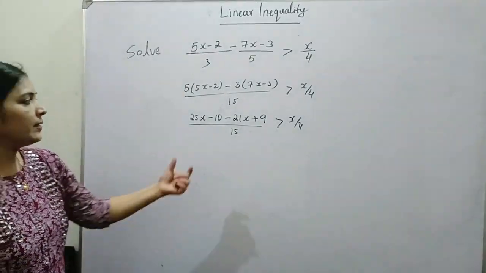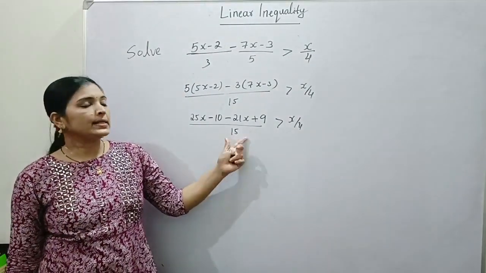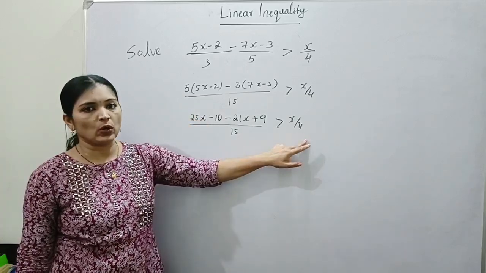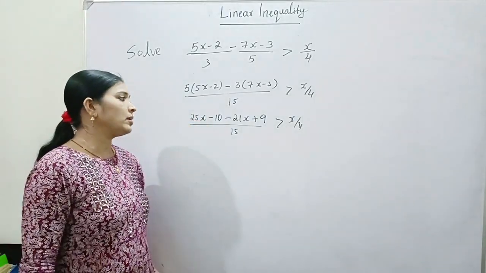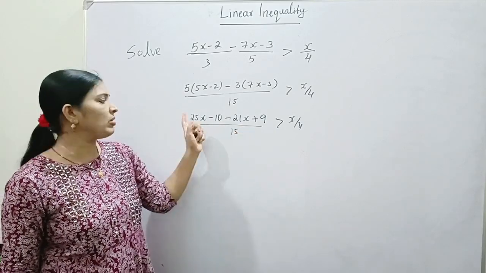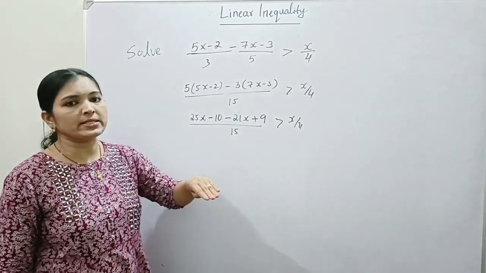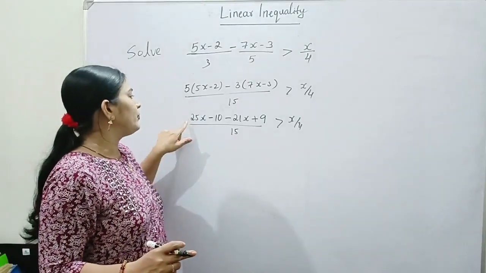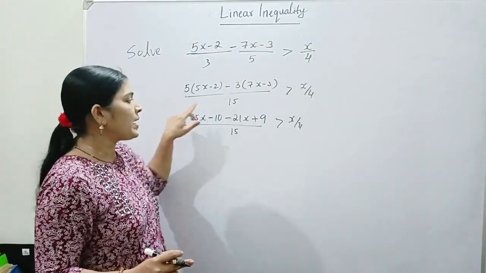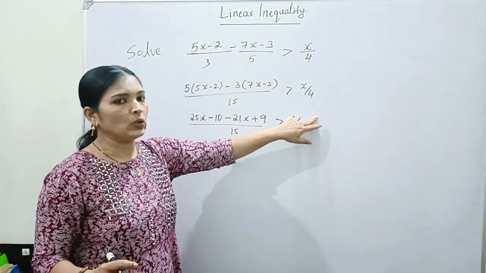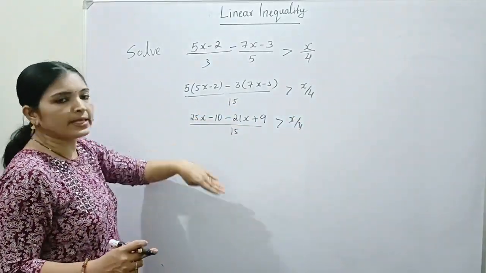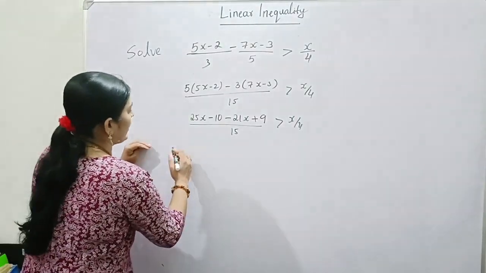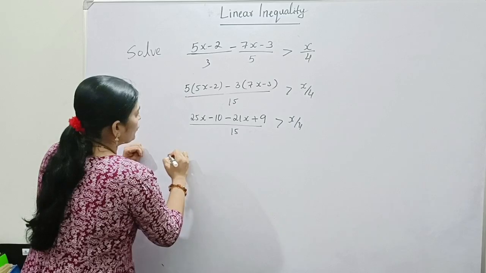Now here let us cancel this 15 by multiplying 15 on both sides. During exam you don't need to write all the steps. You can jump to the next step after cancelling the 15. So we write 15 here and multiply 15 here. This step we can skip. But if you don't understand, I will write, otherwise you will be confused.